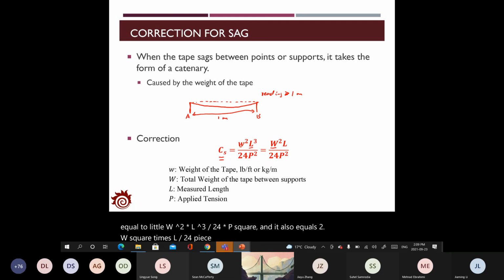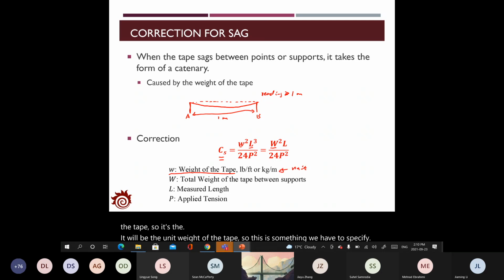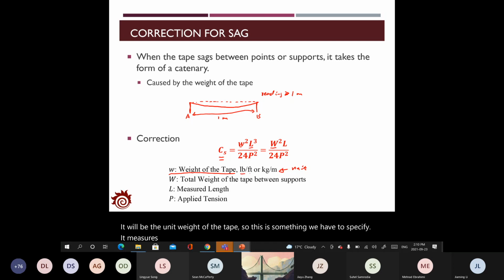In this equation, the little w is the weight of the tape, the unit weight of the tape. This is something we have to specify. It is measured in pounds per foot or kilograms per meter. The capital W is the total weight of the tape between the supports, which in this case would be the total weight of the tape in the region from point A to point B.